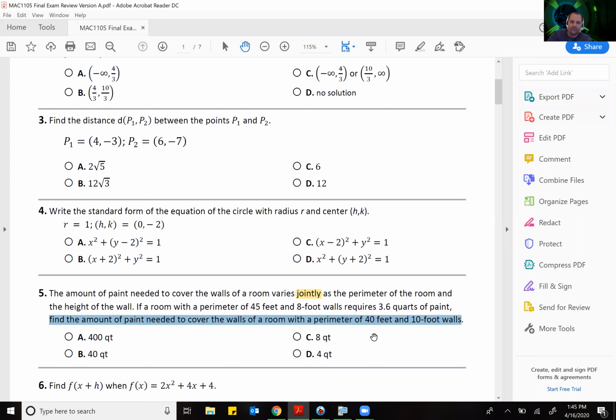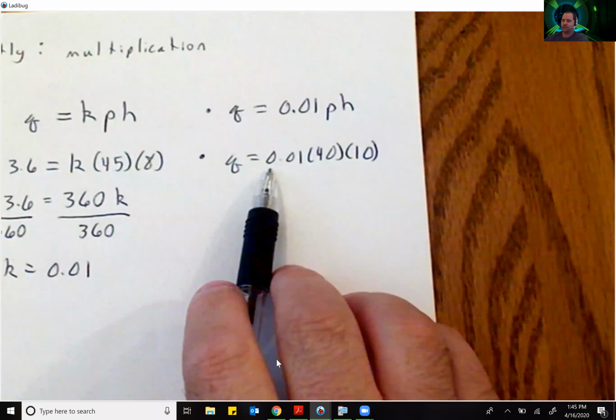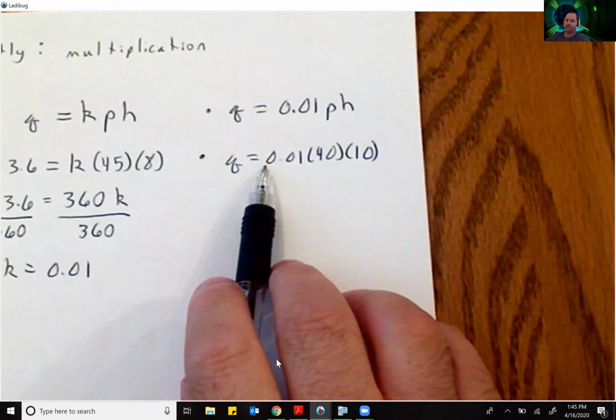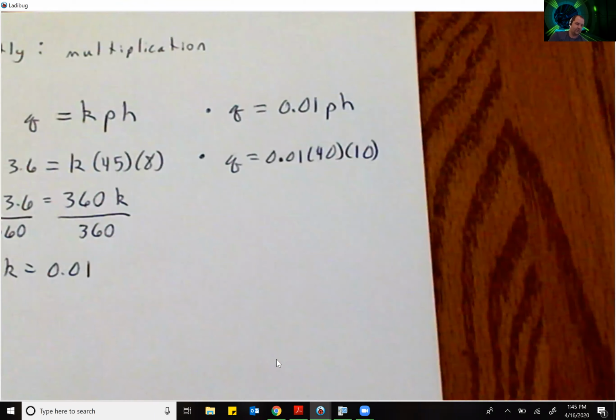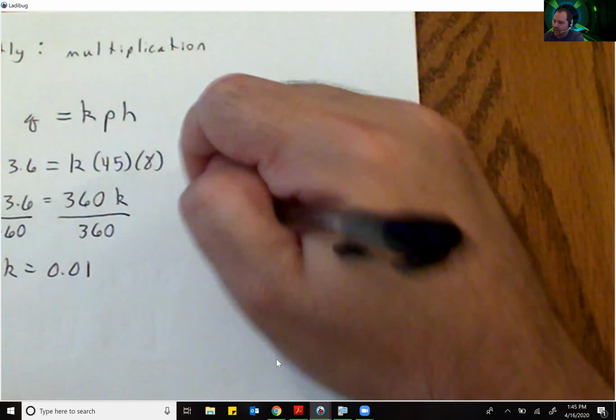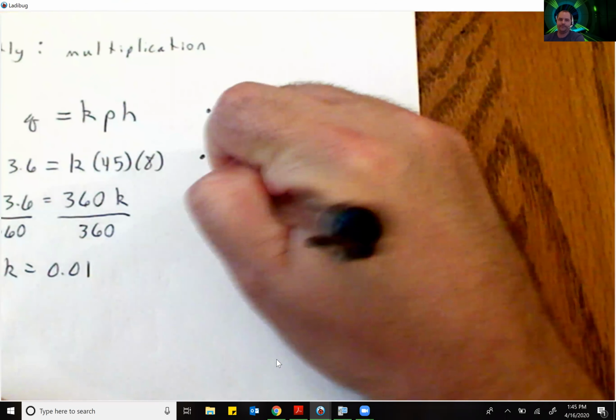To cover the walls of a room with a perimeter of 40. So the 40 is going in for? P. So we're going to put that in for P. And it says 10-foot walls. The 10 is going in for? H. That's right. So our equation looks like this. 0.01 times 40 times 10. So all we do is go to our calculator, multiply all that out. And how many quarts do we need?